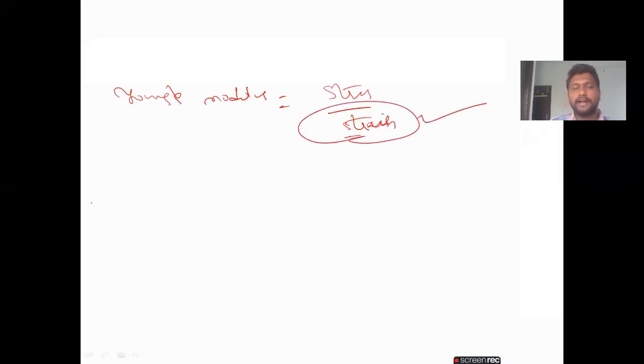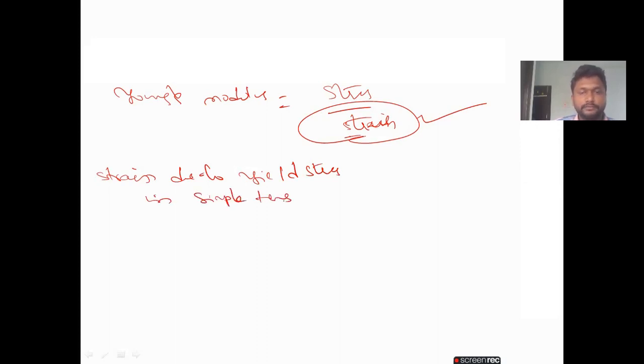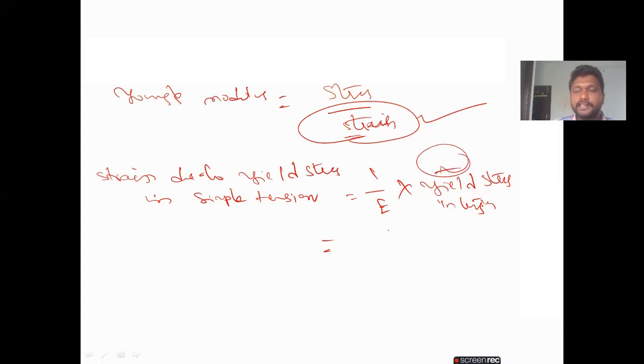You already know Young's modulus equals stress by strain. Now if I need a strain, what happens? The principal stress in this theory, when I take a strain due to the yield stress in simple tension, how to take the strain due to yield stress in simple tension? What happens? 1 by E into yield stress in tension. So yield stress in tension means that is sigma T star by E.